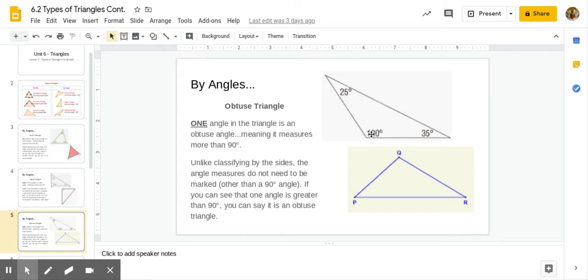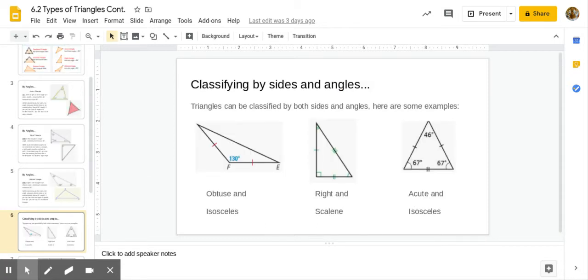So this one shows us here, this angle is 120. That's the obtuse angle. Down here in triangle PQR, we can see that angle Q would be our obtuse angle. Again, it doesn't have to be marked, as long as we can see it would be larger than a 90-degree corner.